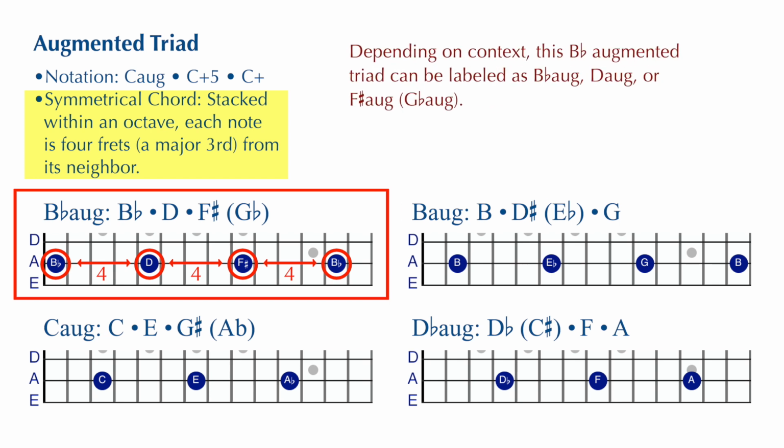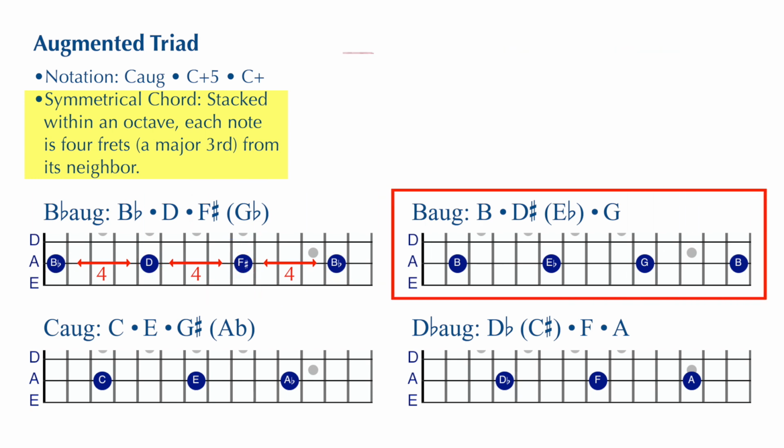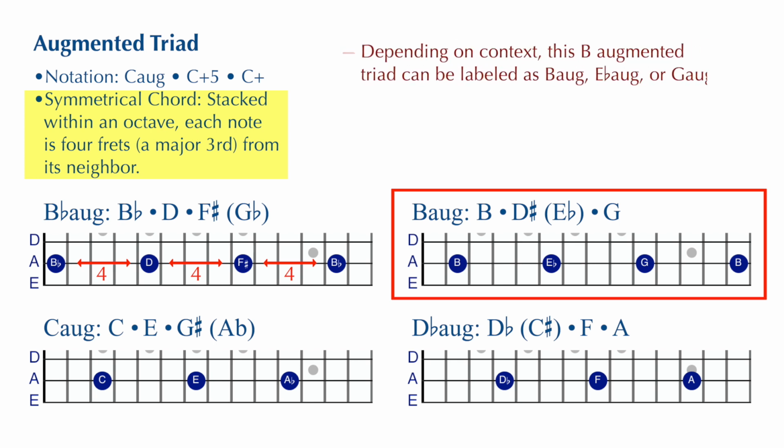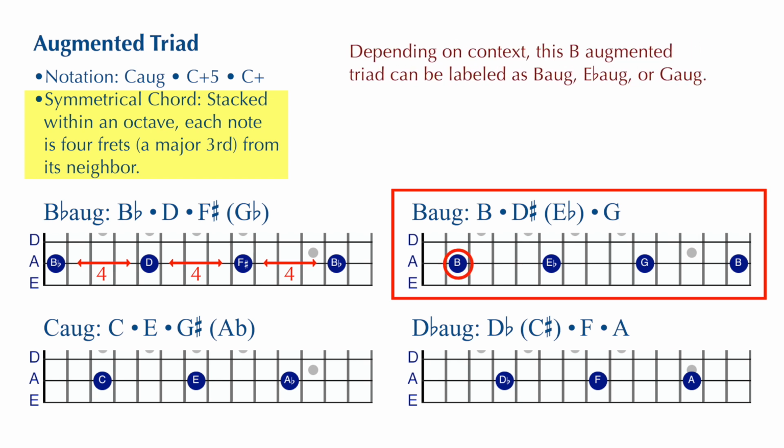Depending on the key and the surrounding chords, this B-flat augmented can function as a B-flat augmented, a D augmented, or an F-sharp augmented. You could also call that F-sharp a G-flat augmented because F-sharp and G-flat are enharmonically equivalent. Now, if we shift each note 1 fret higher, our lowest note is a B, and this chord can function as one of 3 chords, a B, E-flat, or G augmented.